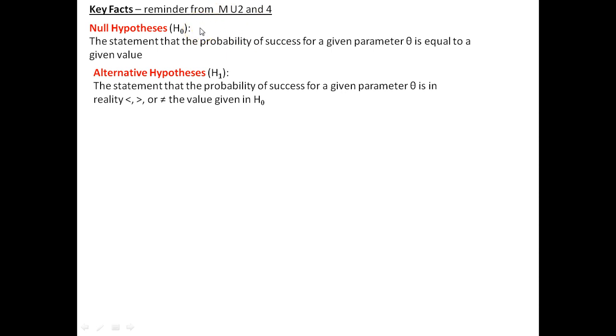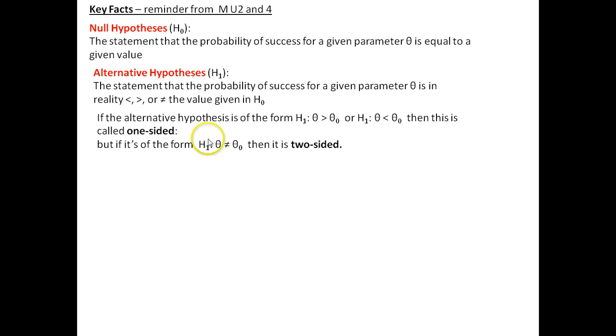For testing hypotheses, we need a null hypothesis, H0, that the parameter is equal to a given value, against an alternative hypothesis, H1, where we are checking if we are less than, greater than, or not equal to the given value of H0. If the alternative hypothesis is greater than or less than, then this is called one-sided. But if it's not equal to, then this is two-sided, and we have to double the probability.